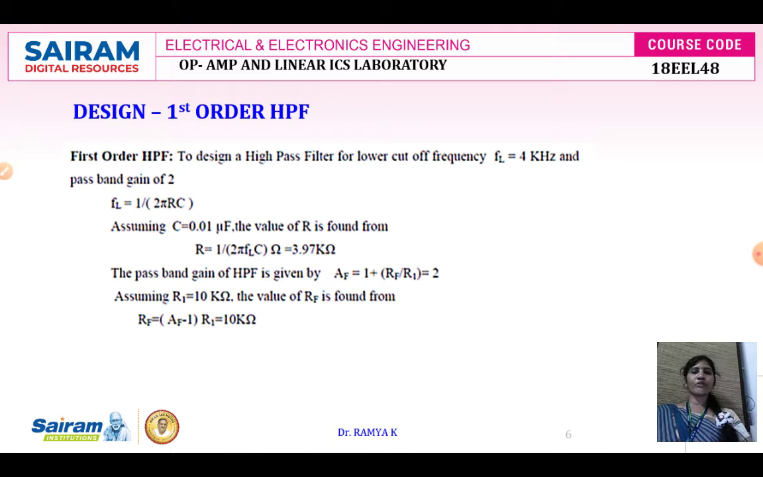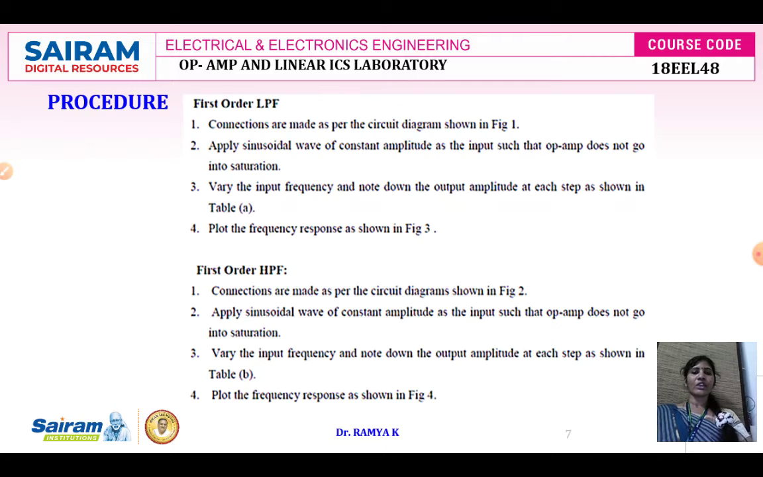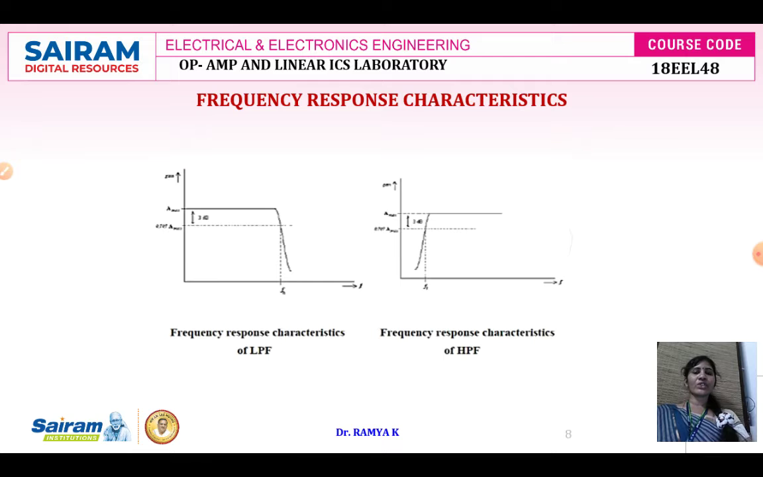The design procedure for first order high pass filter is as shown in the figure. Here the lower cutoff frequency is selected to be 4 kilohertz and the values of R1 and the feedback resistance are found to be 10K and 3.97K. So giving the connections as per the circuit diagram with the calculated design values of R1, R2 and RF, we will be demonstrating the frequency response characteristics for low pass filter and high pass filter.